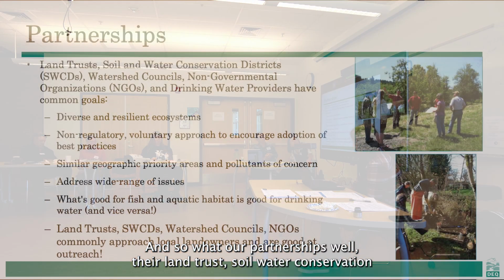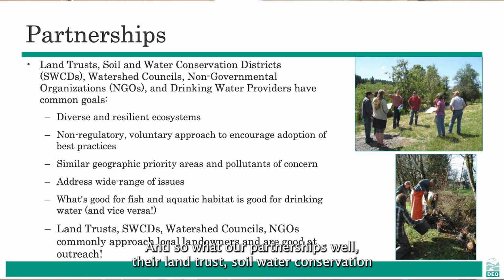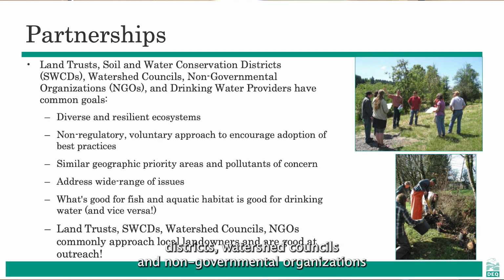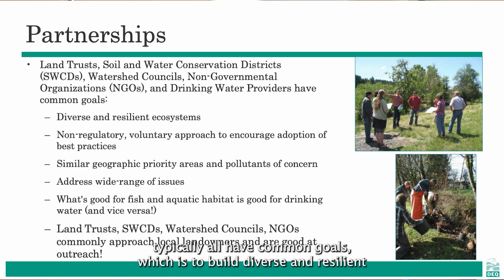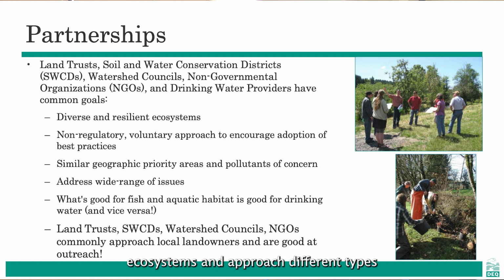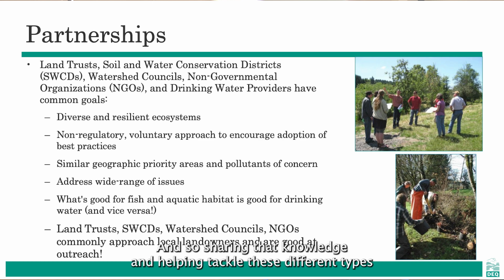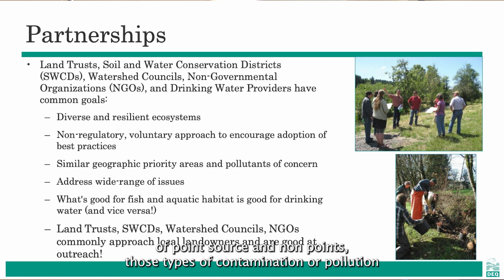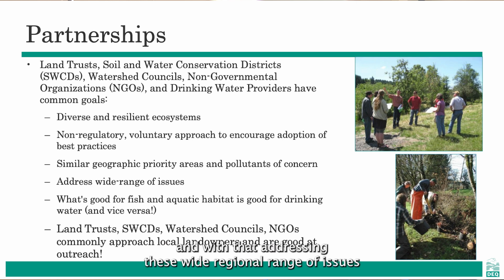And so what are partnerships? Well, they're land trusts, soil and water conservation districts, watershed councils, and non-governmental organizations. And they typically all have common goals, which is to build diverse and resilient ecosystems and approach different types of best practices in a non-regulatory way. And also, they know similar areas of the coast, and so sharing that knowledge and helping tackle these different types of point source and non-point source contamination or pollution. And with that, addressing this wide regional range of issues.